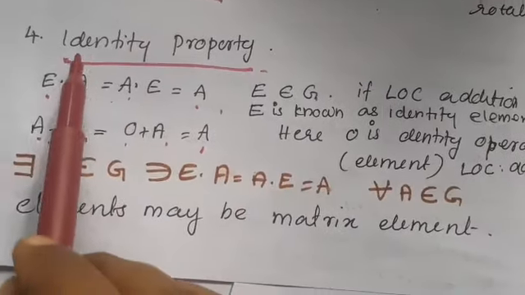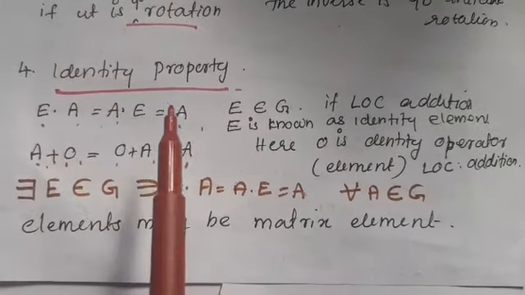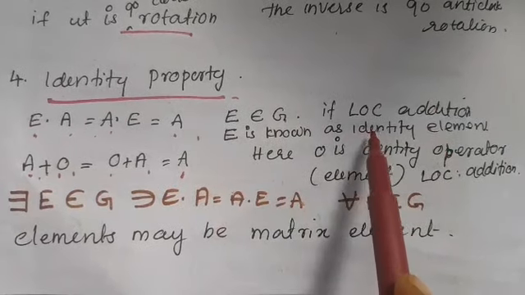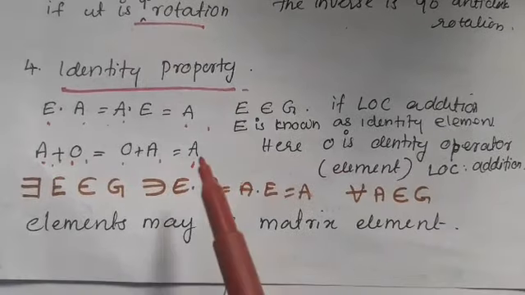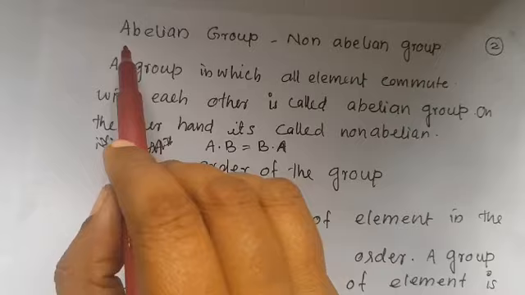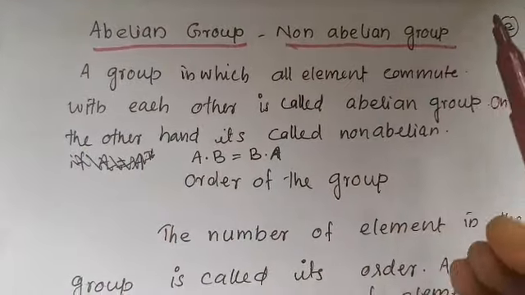So there should exist an identity element in each set. Identity element for multiplication is 1 and identity element for law of combination addition is 0. Then let us discuss about abelian group and non-abelian group.